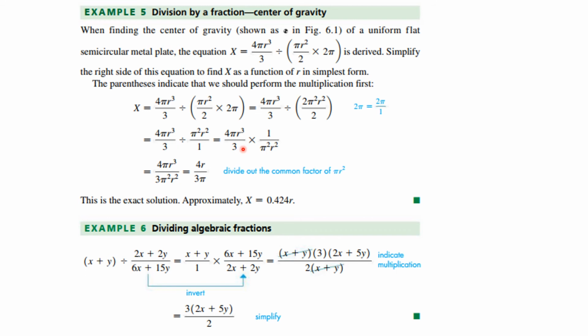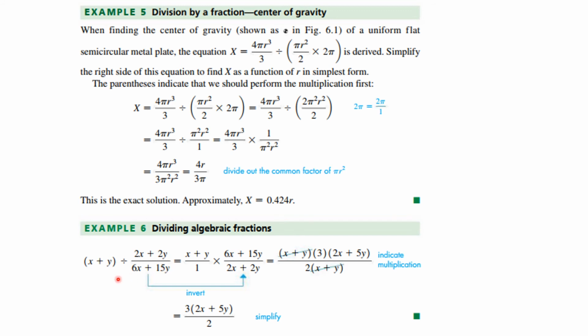Then we multiply. And now what we're going to do is multiply across the top and across the bottom. We'll get this, and now we'll simplify this. R cubed over r squared is a net of r in the numerator, and pi over pi squared is a net of pi in the denominator. So this is the exact answer, and they do talk about approximations here, but we're after the exact answer.